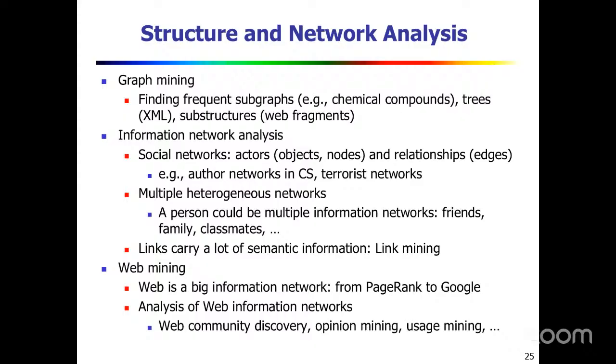Chemical compounds, in chemistry also, so many chemical compounds are there. We cannot say that each and every chemical compound is unique. Most of the compounds, 50 to 60%, have common components, right? For that, we say frequent subgraphs, which frequently appear in most of the chemical compounds, right? And trees, for example, XML substructures, that is web fragments.